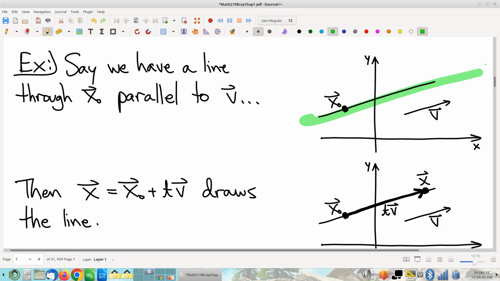If you know something about this line, specifically if you know a point on the line, and if you know a vector, what's going on here?